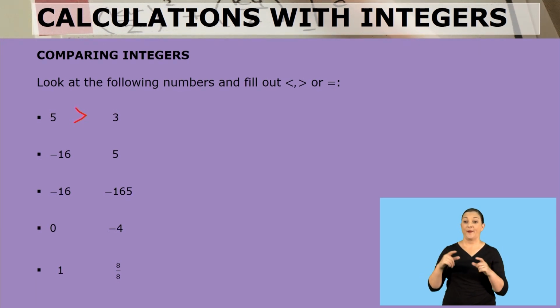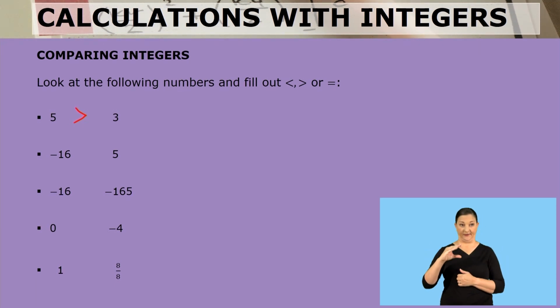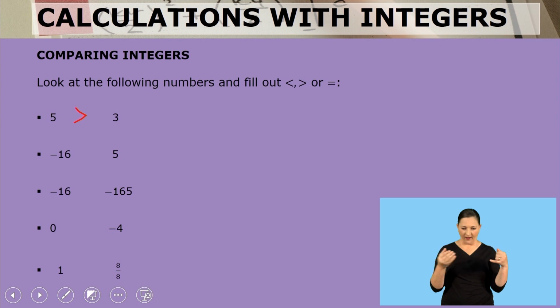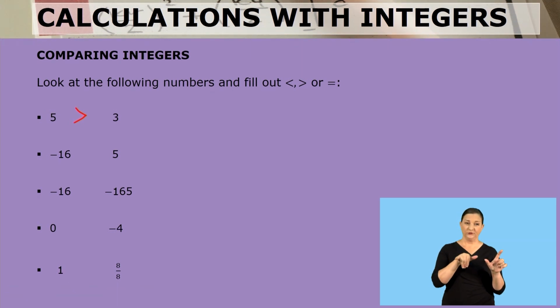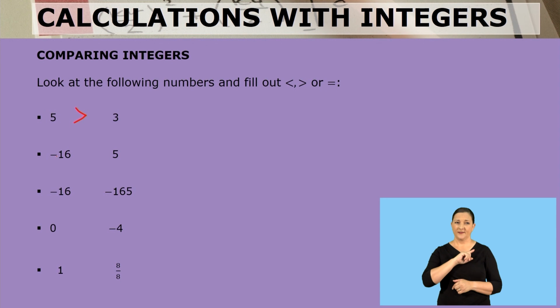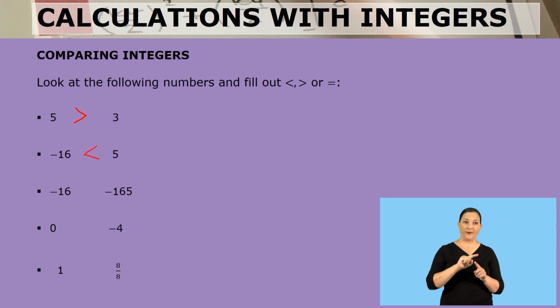Look at the next set of numbers. We have a negative 16 and a 5. Now think of the number line. Which number is on the left and which one is on the right? You are correct. The 5 is on the right. So we are going to say that negative 16 is smaller than 5, or 5 is bigger than negative 16.